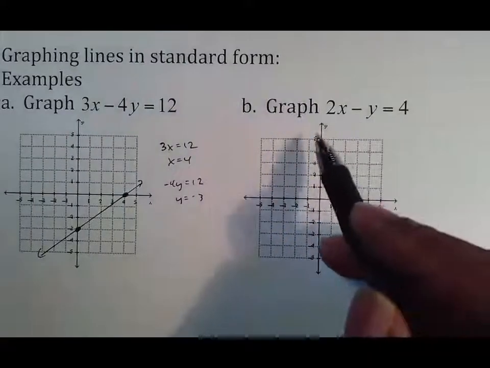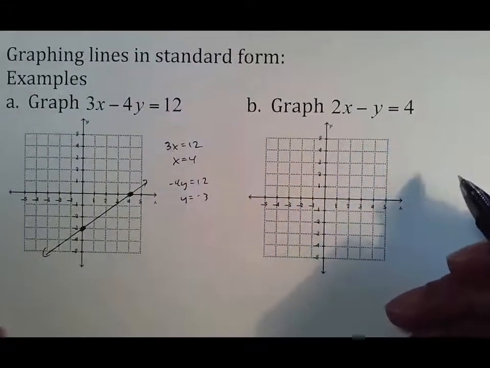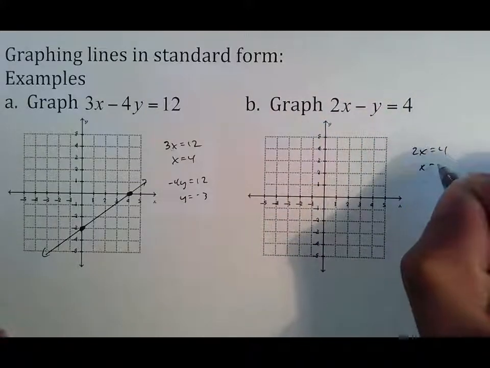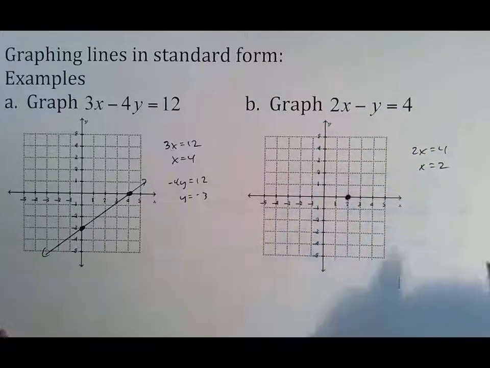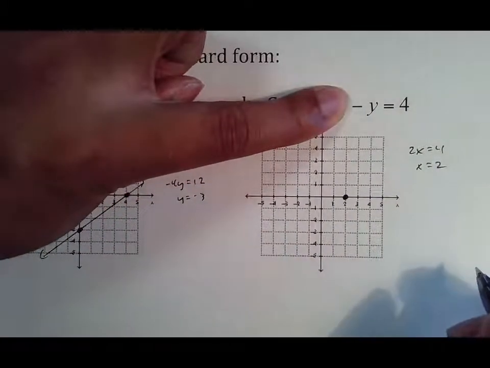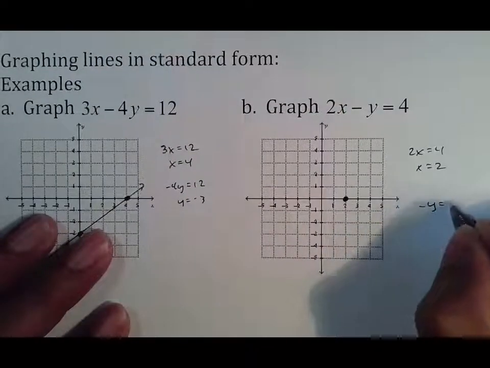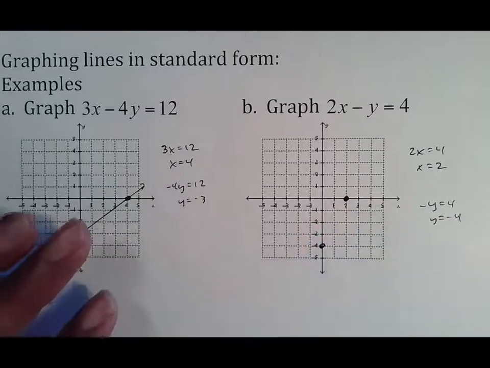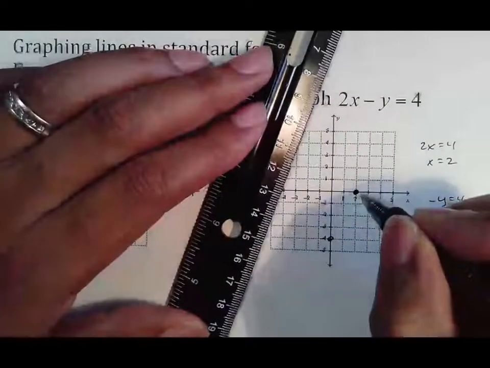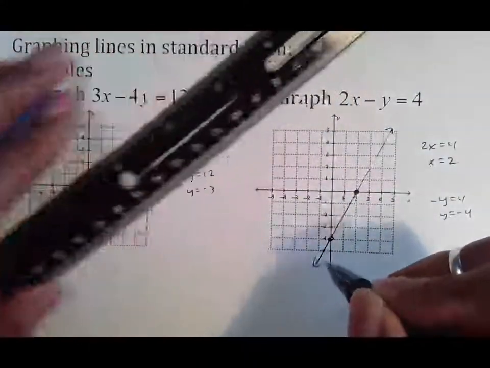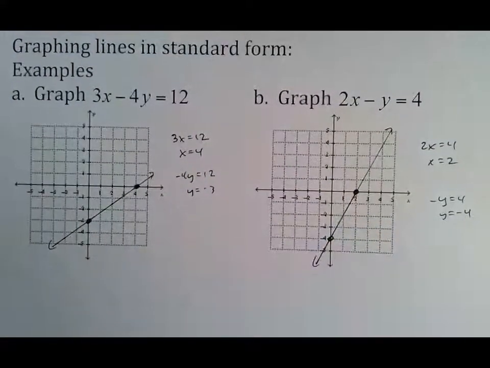Same thing here. Graph 2x minus y equals 4. So therefore what I'll do is ignore the y and put 2x equals 4, which means that x is 2, which means that that dot is here. Then I ignore the x, again, not covering up the negative, but just the x, and you end up with negative y equals 4, which means that y is negative 4. And then from there, you put all that together to get to where you are. And that's that. All right.